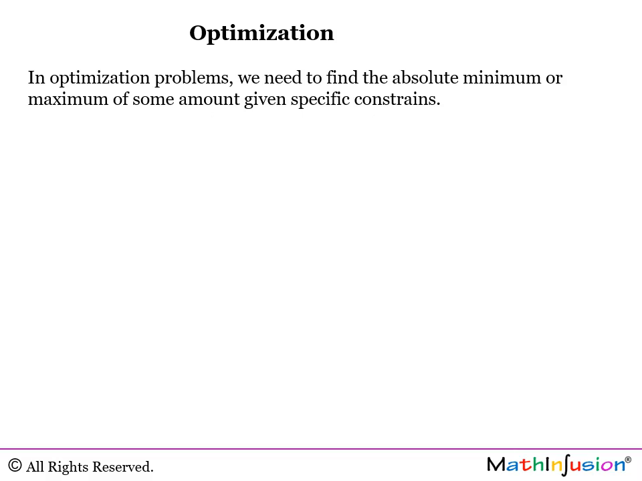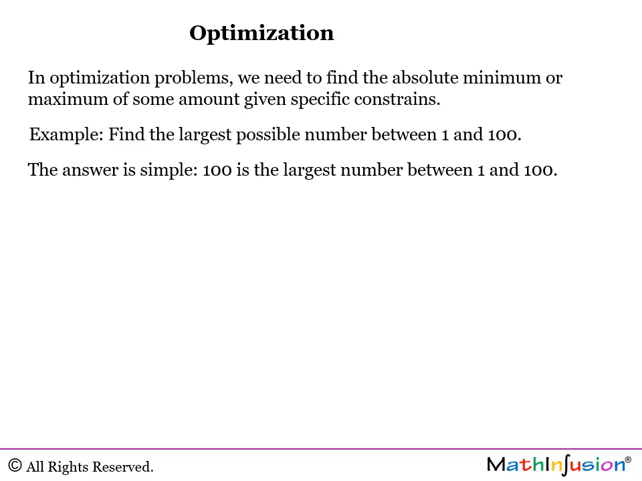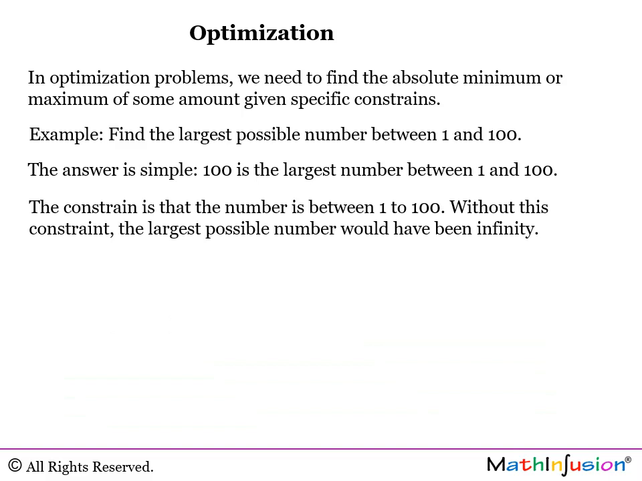Optimization. In optimization problems, we need to find the absolute minimum or maximum of some amount given specific constraints. For example, find the largest possible number between 1 and 100. Pretty obvious. 100 is the largest number between 1 and 100. The constraint in this problem was that the number must be between 1 and 100. If I just ask you to find the largest number, then you will tell me infinity.